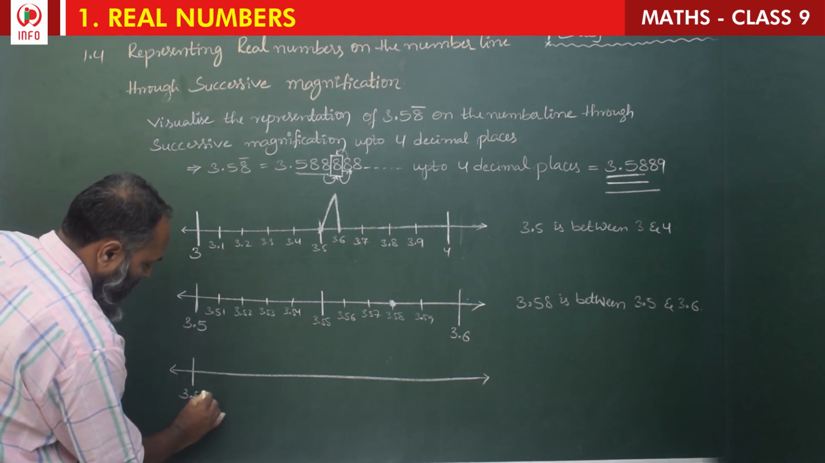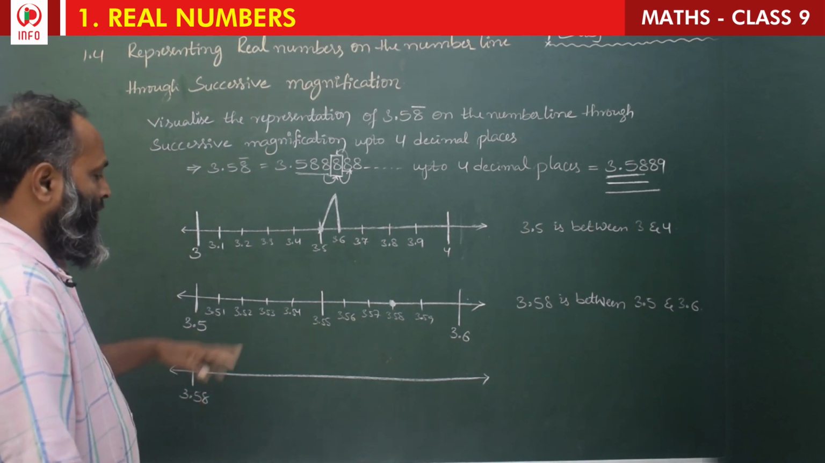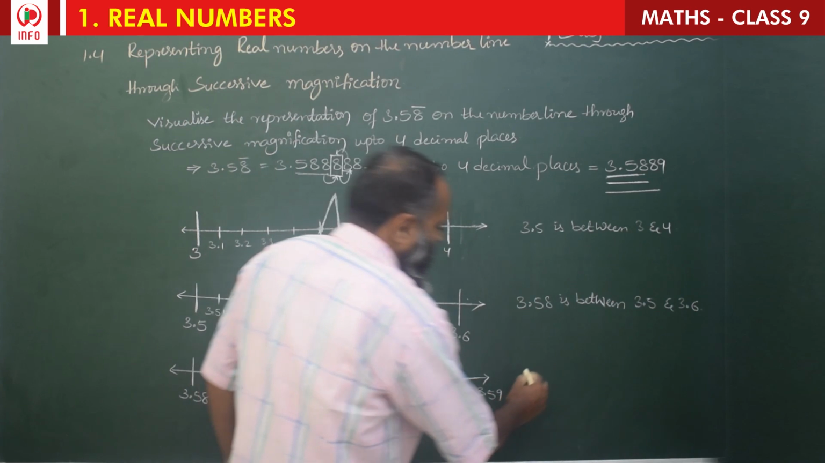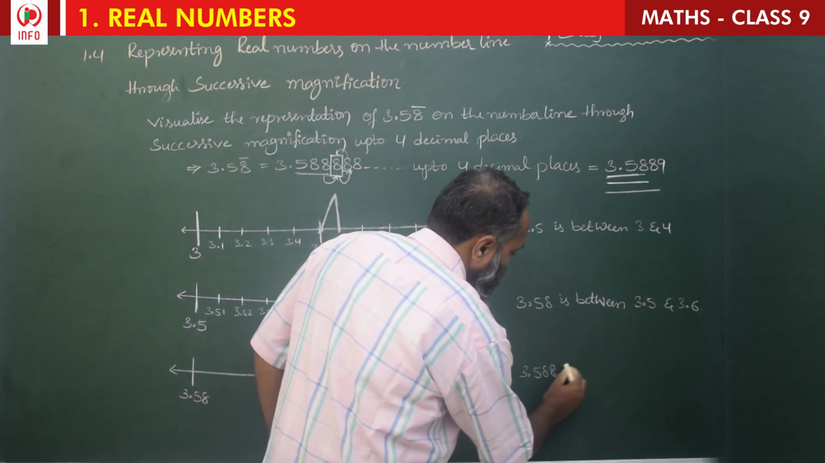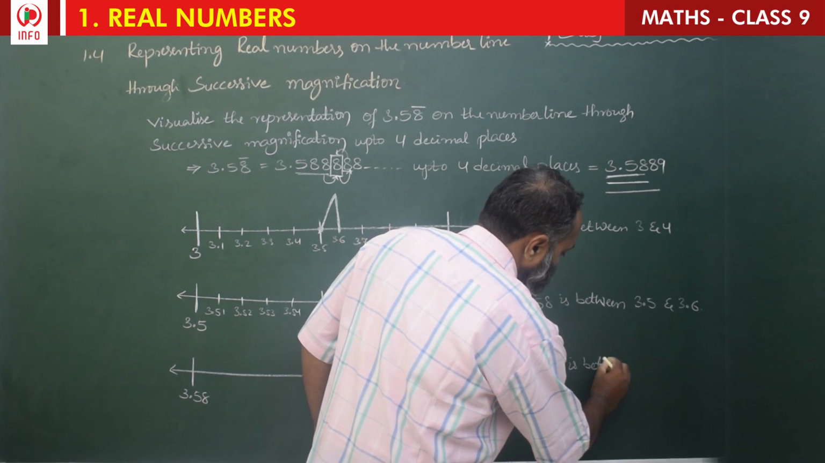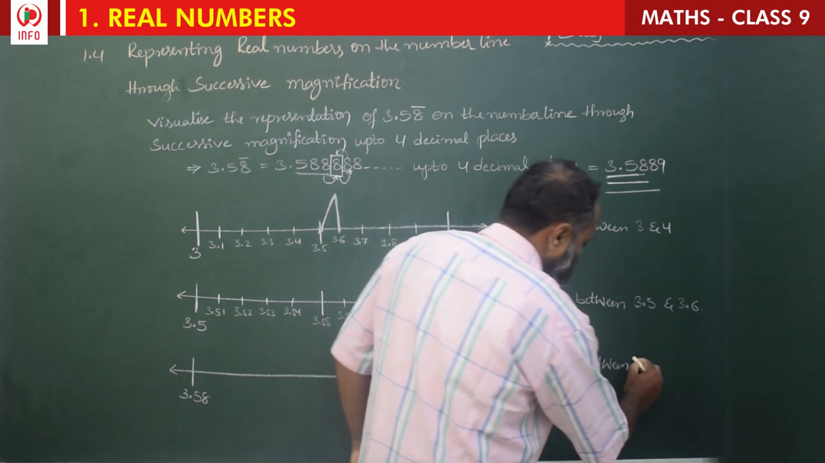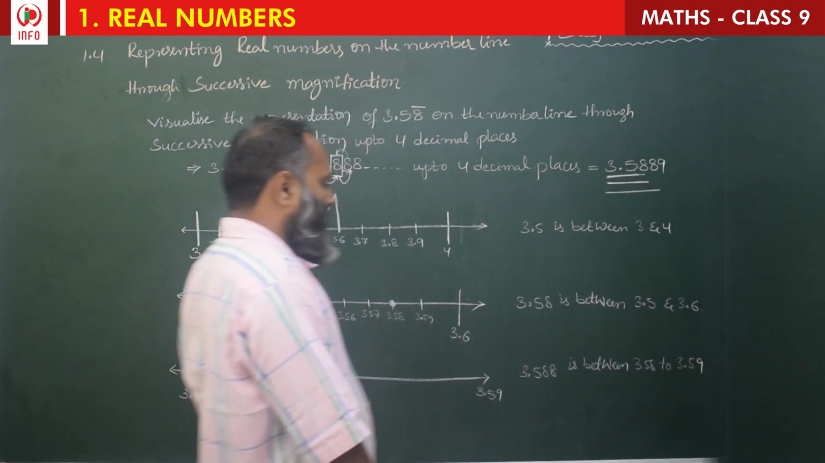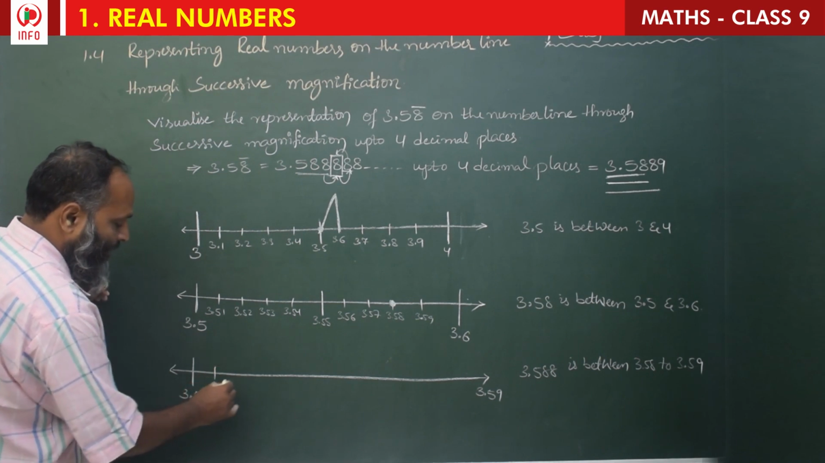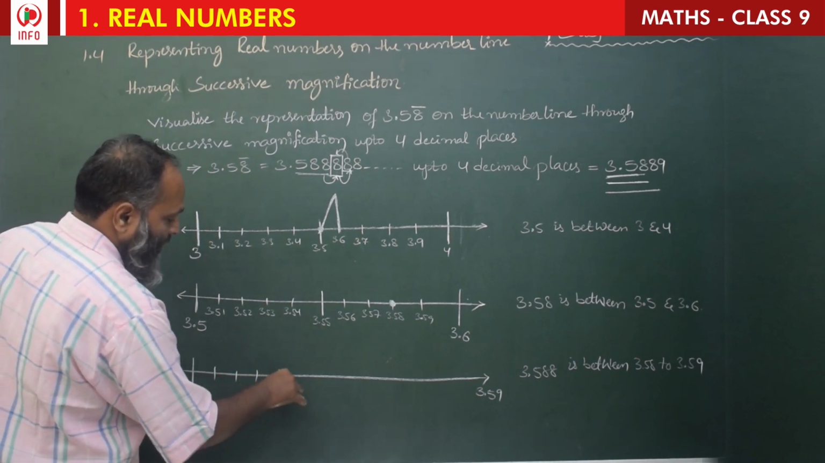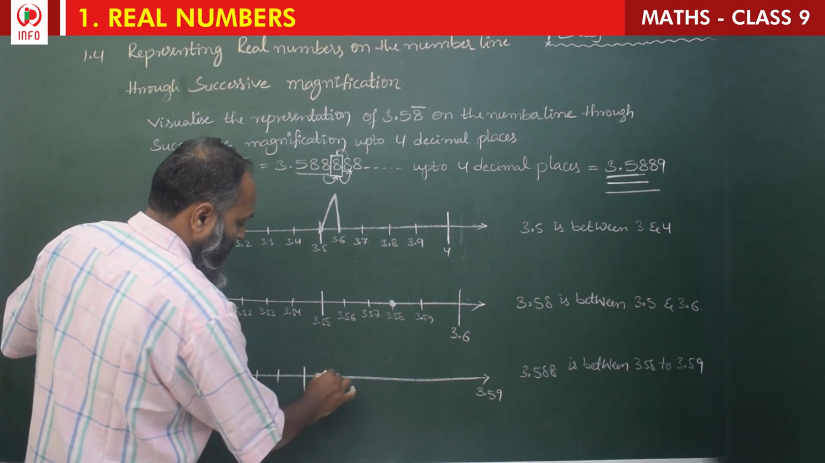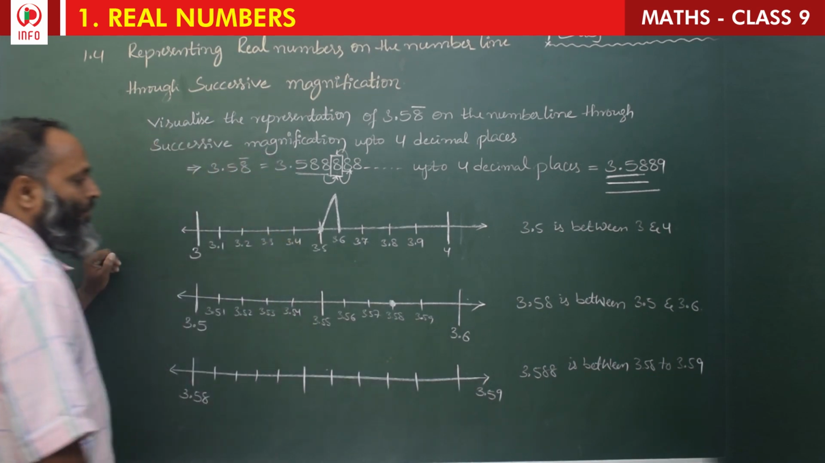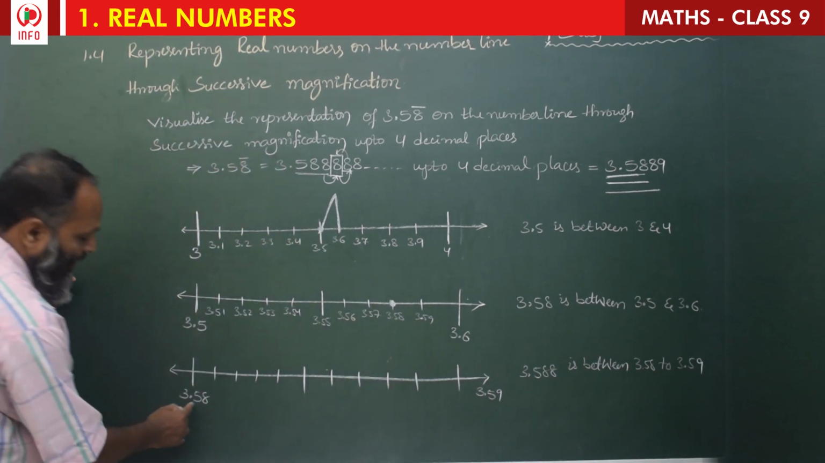Now we want 3.588. From 3.58 to 3.59 you will get it. 3.588 is between 3.58 and 3.59. So 3.580, 581, 582, 583, 584, 585, 586, 587, 588, 589, 590.